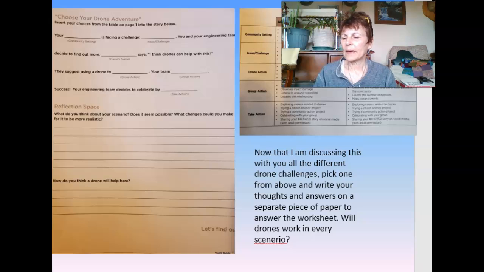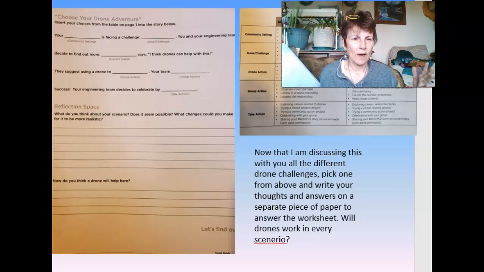What do you think about the scenario? Does it seem possible, and what changes could you make to be more realistic? So sometimes they send drones on the mountainsides to see where a person might be stuck, to save them. So there's all different types of scenarios you can think of, and what would make it the most realistic, and what teams would you need to employ to help it if there was a realistic situation to make it better.